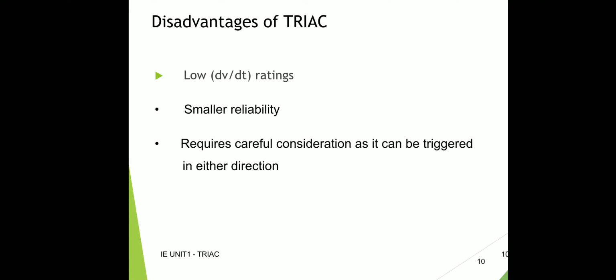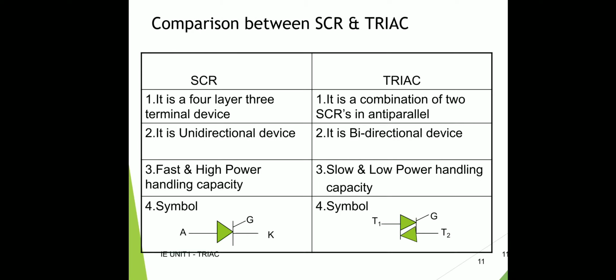And reliability is also less for the triac, and it requires careful consideration as it can be triggered in either direction. The triac is triggering in both ways, so more concentration is needed when it is triggering. Careful observations are needed. Okay, now we will see the comparison between the SCR and triac.